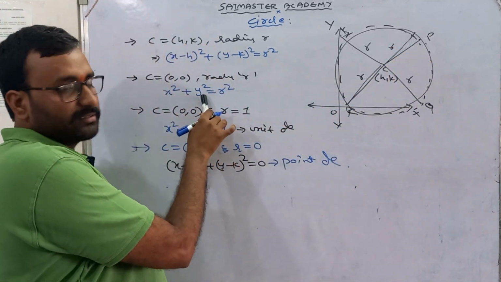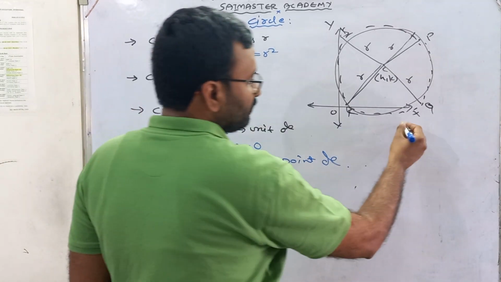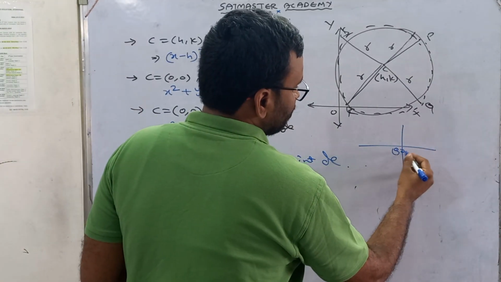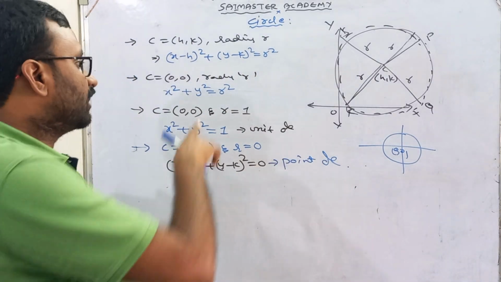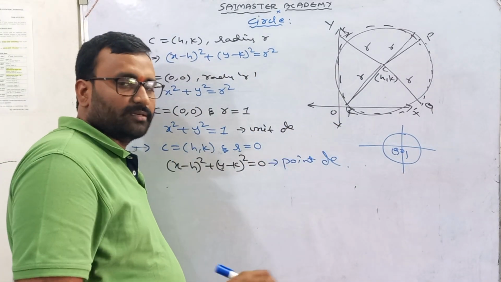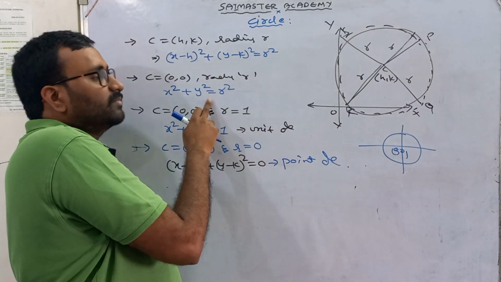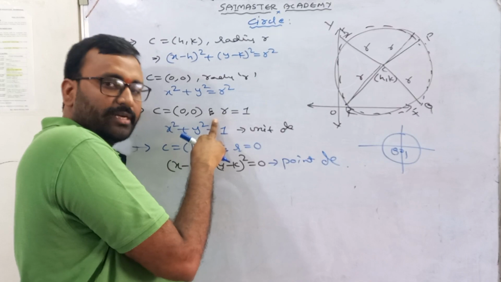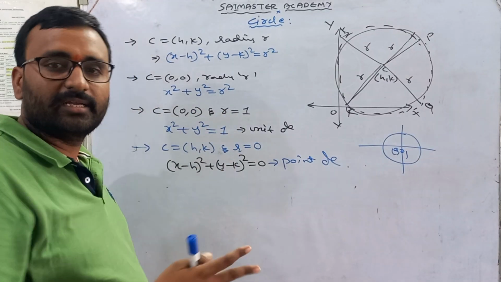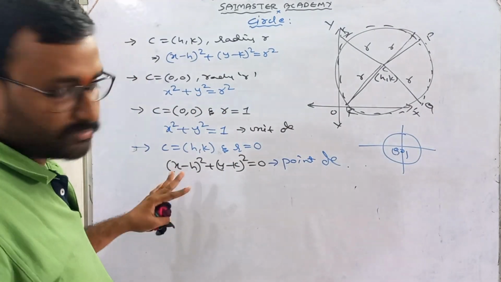Here this has center (0, 0), so it will be like this. This is (0, 0), na? So this is a circle which has center (0, 0) and some radius, whatever it is, r will be something. So this is the standard form, but with center (0, 0). Unit circle means radius 1. Point circle means radius 0. Okay, so these are some types of the circles.